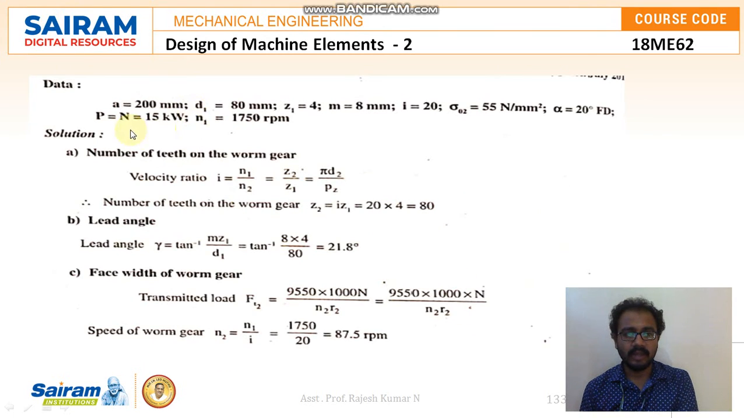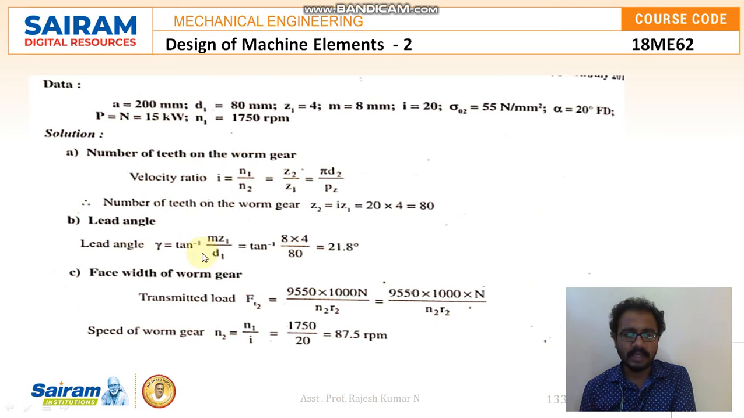So let me quickly write down the given data. Center distance 200 mm, D1 80, Z1 4, M8, I20, allowable stress 55, 20-degree full depth involute teeth, power 15 kilowatts, and speed 1750 rpm. So this is not a design problem. They very clearly mentioned what we are supposed to find out.